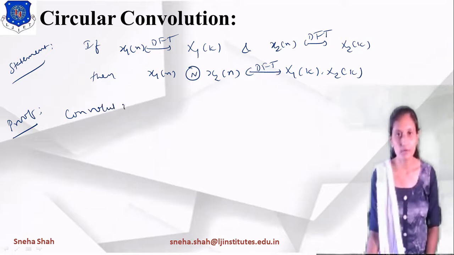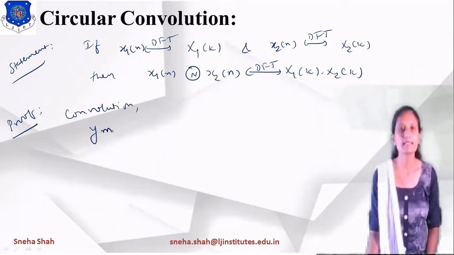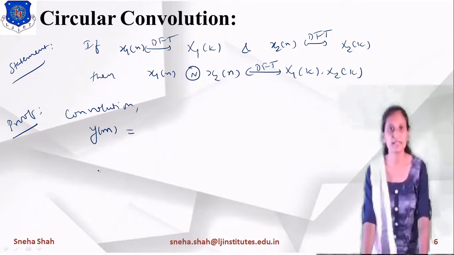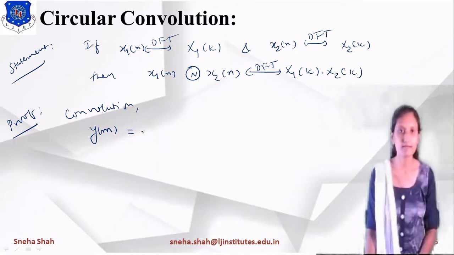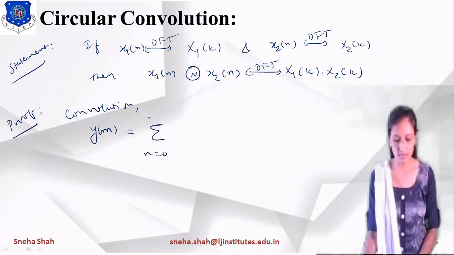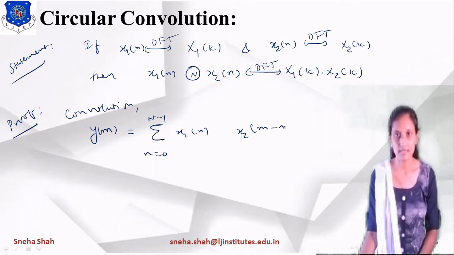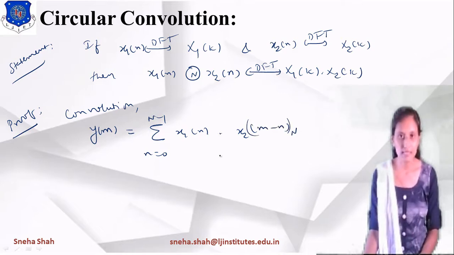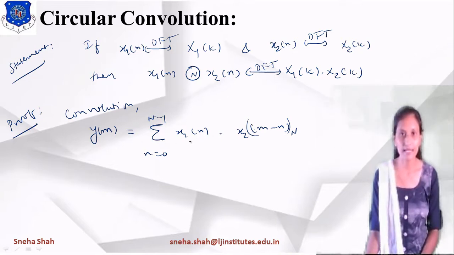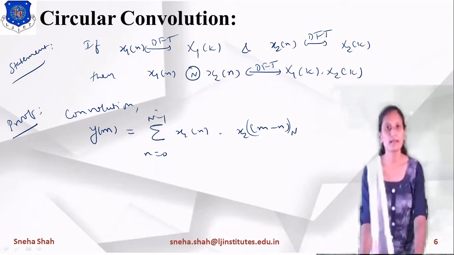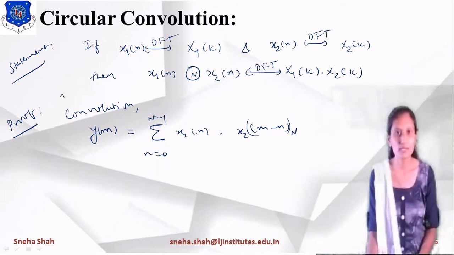What is the equation of convolution? One signal is taken as it is, another one is folded, shifted, multiplied, and then summed. So we're taking the summation n equals 0 to N minus 1, x1 of n, x2 of n minus m. After N number of samples, it will be in repeating form. So the first term is as it is, the second term is folded, shifted, then multiplied, and after that it will give you the summation. So this one is the equation of circular convolution.